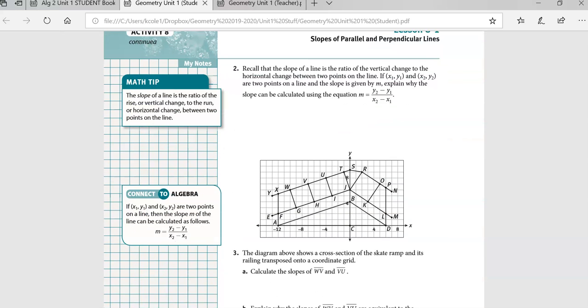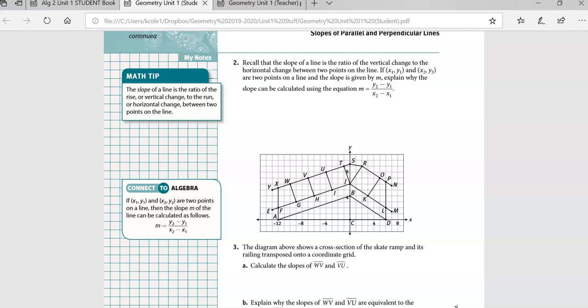Okay, good. So it says, recall that the slope of a line is a ratio of the vertical change to the horizontal change between 2 points. If x1, y1 and x2, y2 are points on a line and the slope is given by m, explain why the slope can be calculated using the equation y2 minus y1 all over x2 minus x1. We are looking for the change.